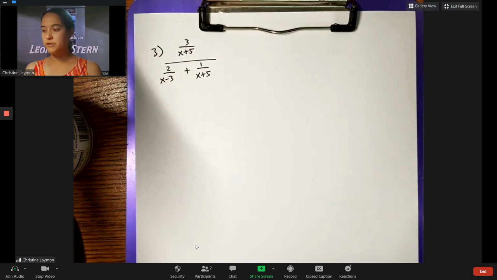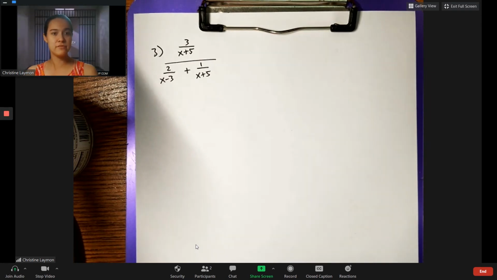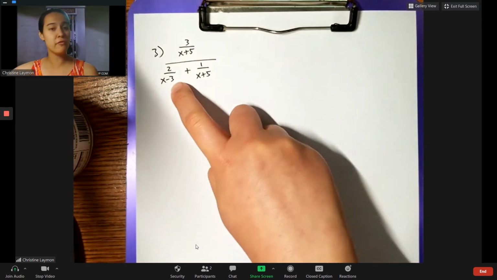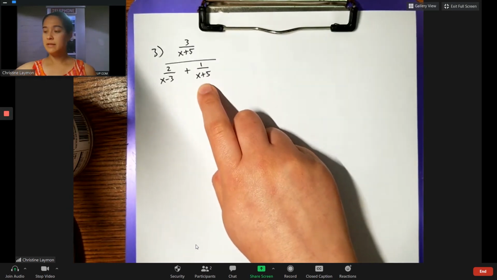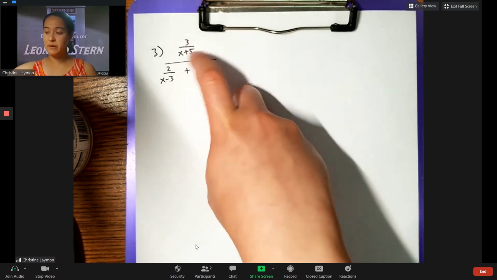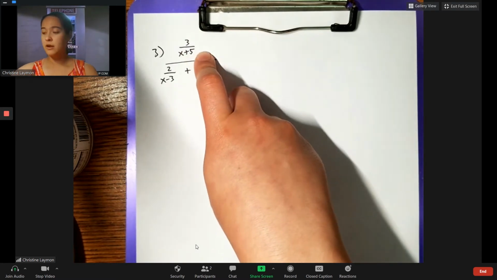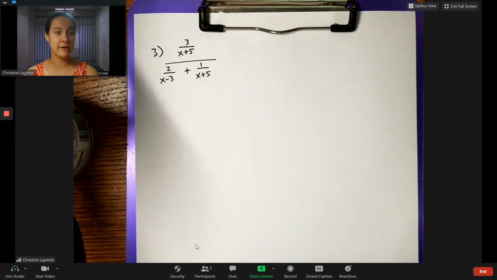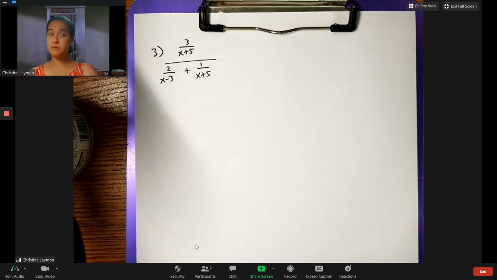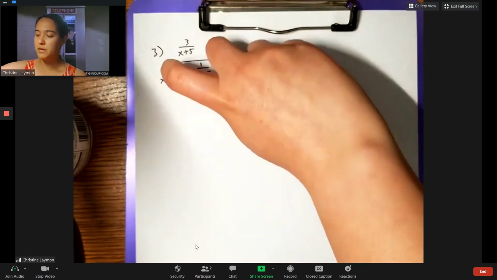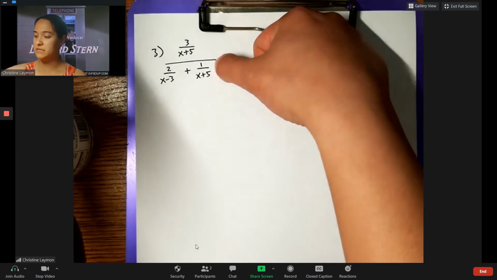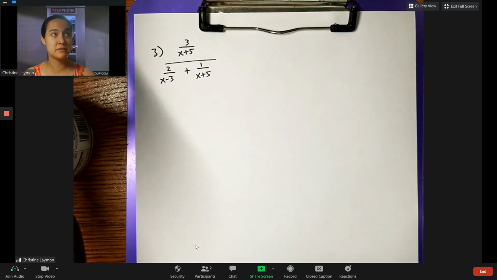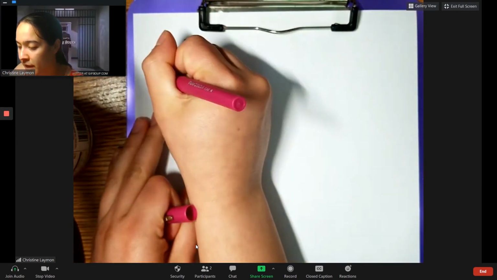Alrighty, last question for this example. So I have 3 over (x plus 5) all over 2 over (x minus 3) plus 1 over (x plus 5). Now the nice thing this time is that this part is just kind of done. I'm going to leave that there. What I have to worry about is the stuff in the bottom. So notice that I do need a common denominator. I'm going to have to multiply top and bottom by the x plus 5 and this top and bottom by the x minus 3. Let's go ahead and show that.